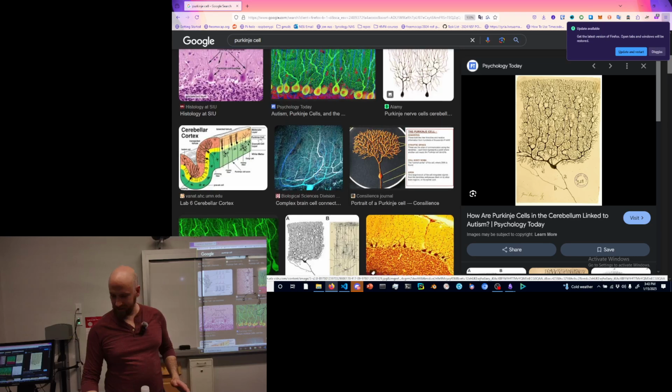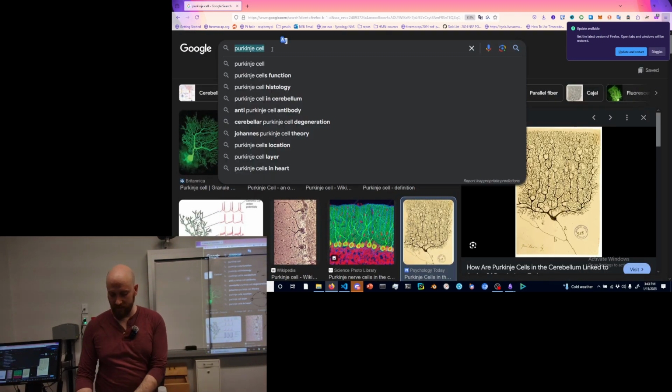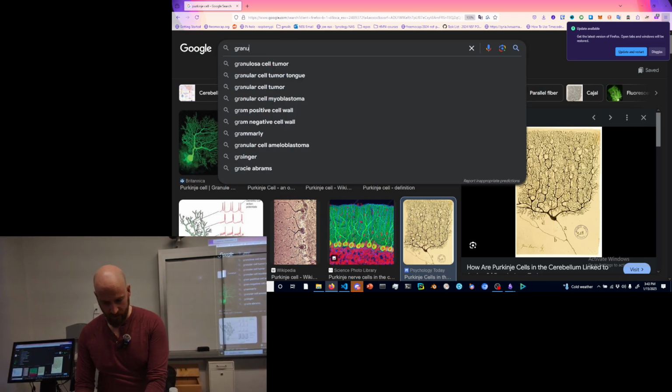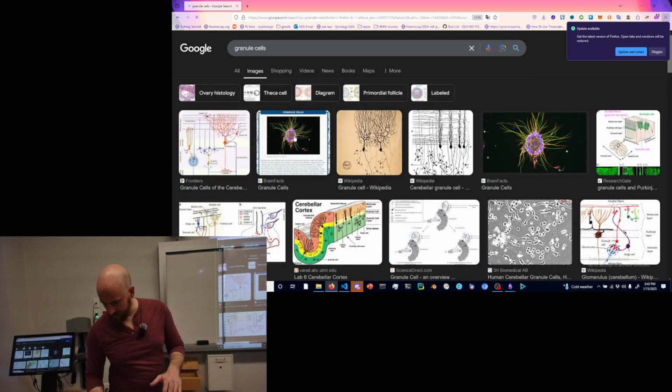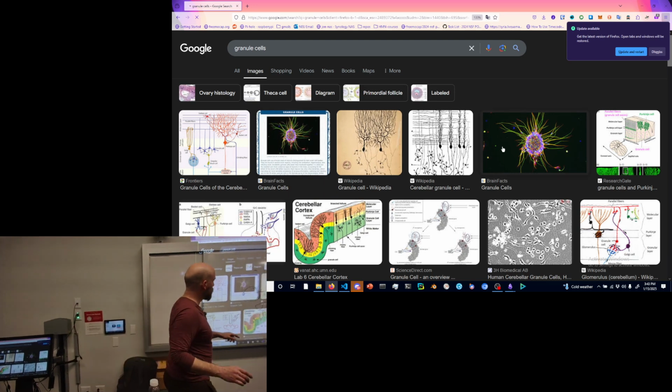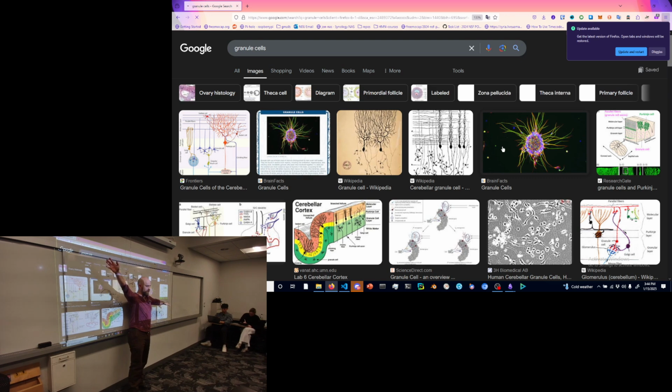But yeah, your cerebellum consists of Purkinje cells and then granule cells, which in comparison look more like this. They're small, and they don't have these super long fibers that go very long distances. They're much more localized. They only connect to their immediate neighbors. And the majority of neurons in your nervous system are these granule cells that live in your cerebellum.